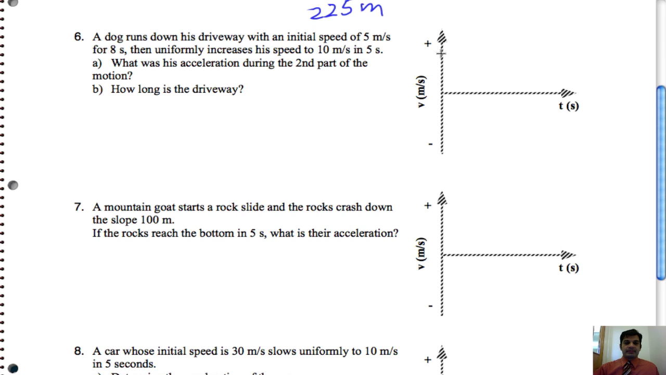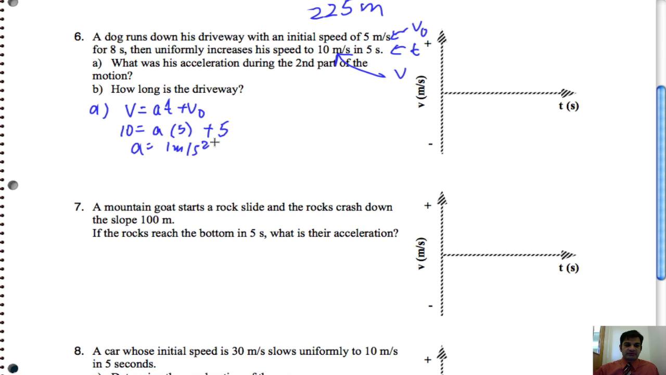So first of all, let's get his acceleration during the second part of the motion. So part A, we have this initial speed of 5 meters per second, and then we have a V final of 10, and this is the time. So there we go. We have V equals AT plus V naught. And to get the acceleration, we're just going to say that 10 equals A times 5 plus the 5 that we start at. So A ends up being 1 meters per second squared. Excellent. Now we want to know how long the driveway is.